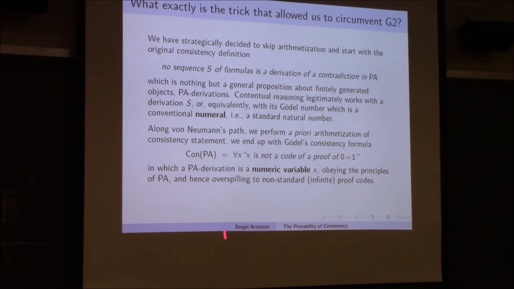So now, what exactly happened? It's the trick which allowed us to circumvent G2, as I already said. The original problem was that no sequence of formulas is a derivation of a contradiction, which is a general proposition by Hilbert's standard, but about finitely generated objects, PA derivations. And contentual reasoning legitimately works with a derivation S, or equivalently with a Gödel number, such as a special numeral or standard number. But along von Neumann's path, I don't want to put Gödel there, because Gödel didn't pioneer the thing. He worked on the first incompleteness theorem, and the second was a side effect of the first one. Let's call it the von Neumann path. We perform a priori arithmetization of the consistency statement, and we end up with the Gödel consistency formula with a formal quantifier over derivations. The PA derivations are represented by a numerical variable, about which we only know that it obeys the principles of PA, but hence, semantically, it overspills to non-standard numbers. They're not real proofs. It's about different objects.